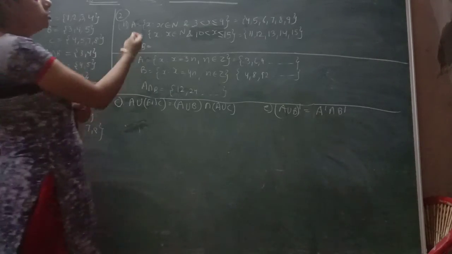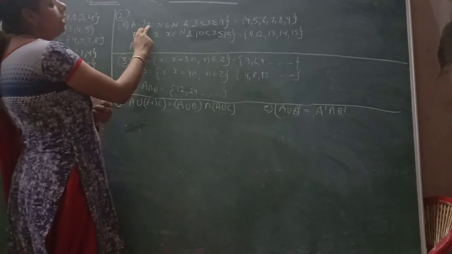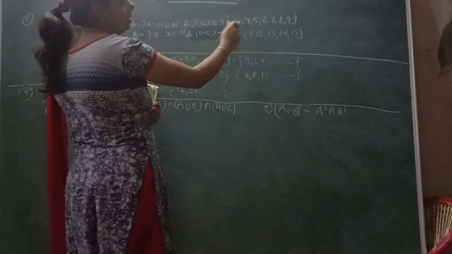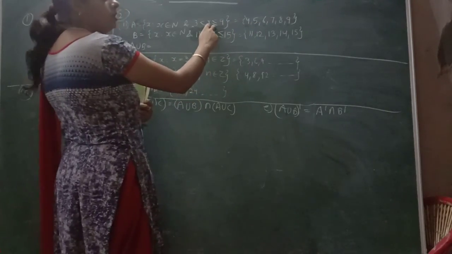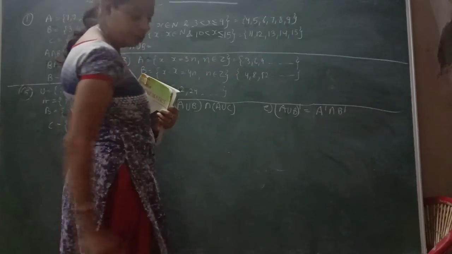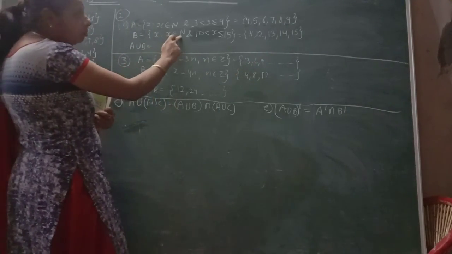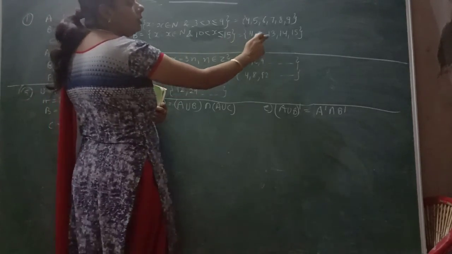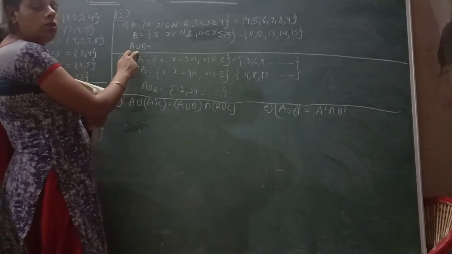Come to the second question. I am taking the second part of this one, where x is a natural number greater than 3 and less than or equal to 9. It means 4, 5, 6, 7, 8, 9. There is an equal symbol also, so I have included 9 here. Next, x is a natural number greater than 10 and less than or equal to 15. So 11, 12, 13, 14 and 15. And the question asks about the union of these two sets.